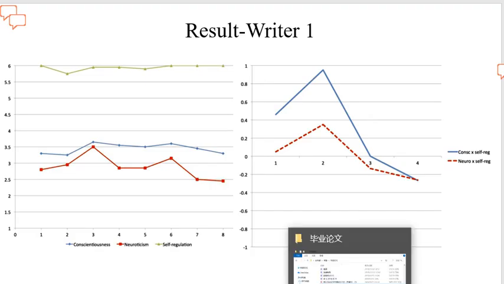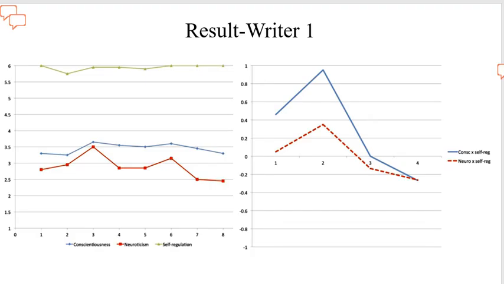It's the result of writer 1. This picture shows raw scores for conscientiousness, neuroticism, and SRC over time, and this picture shows moving correlations between conscientiousness, neuroticism, and SRC. The longitudinal data for writer 1, as shown in this picture, indicated consistently high SRC, this green line, high SRC scores.